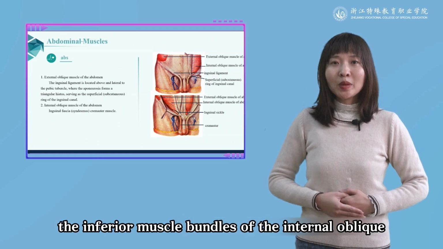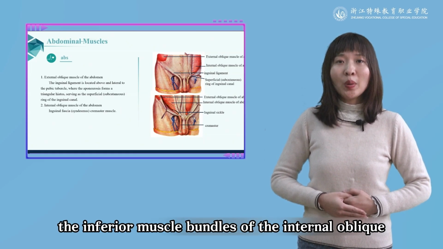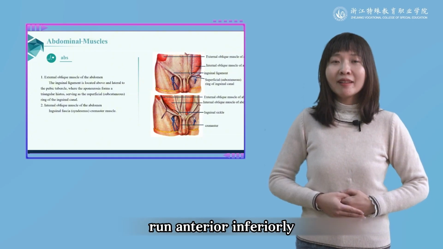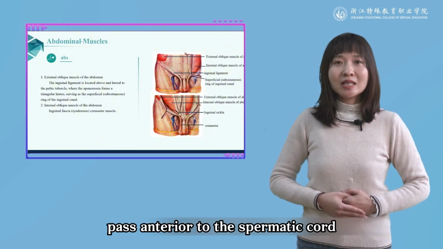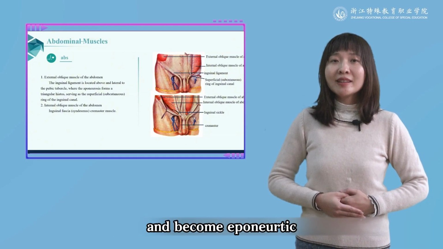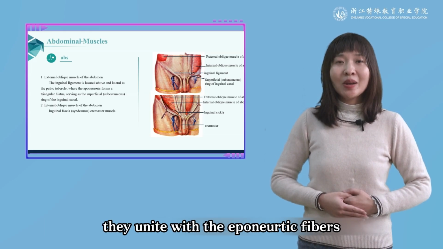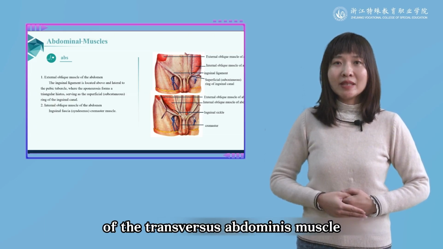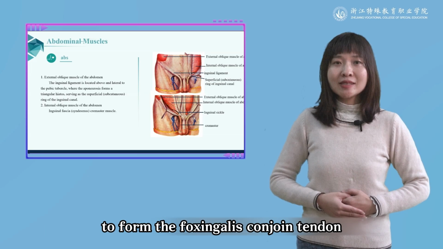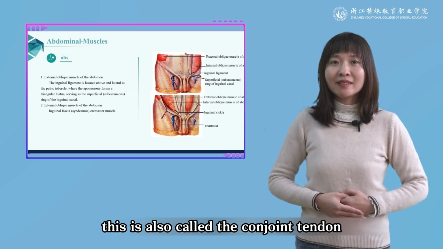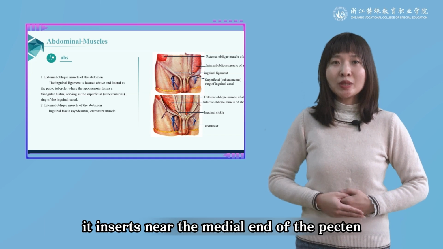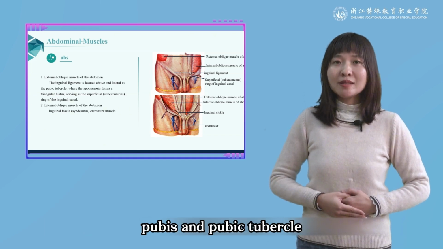The inferior muscle bundles of the internal oblique, originating from the inguinal ligament, run antero-inferiorly, pass anterior to the spermatic cord, and become aponeurotic. They unite with the aponeurotic fibers of the transversus abdominis muscle to form the falx inguinalis, also called the conjoint tendon. It inserts near the medial end of the pecten pubis and pubic tubercle.